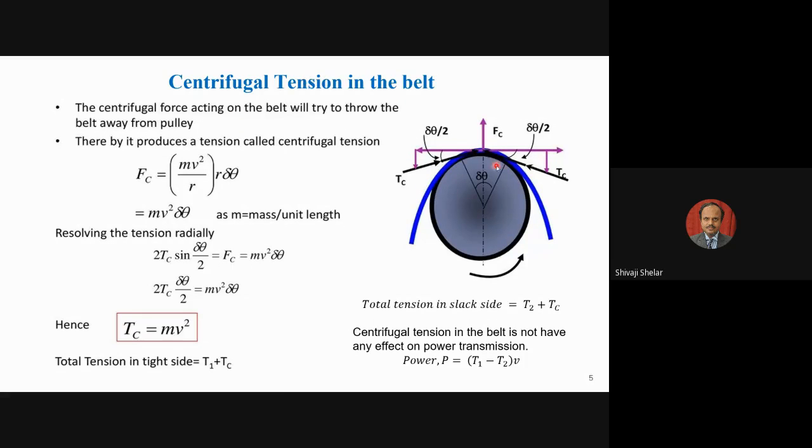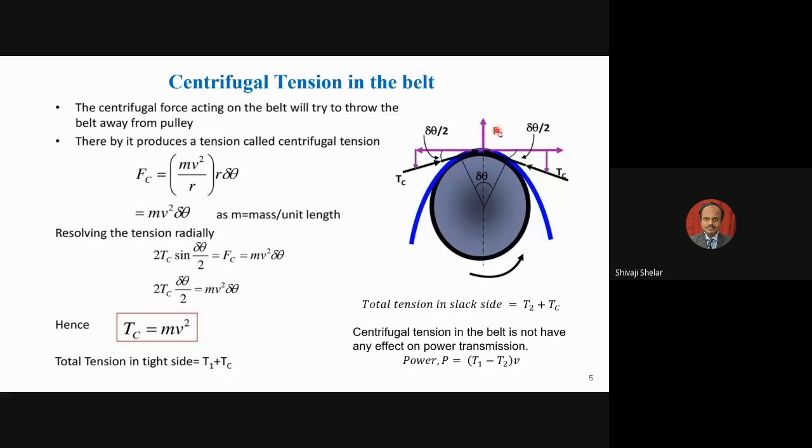Please understand here. This is a small pulley on which a belt is wrapped and which is moving. Let's consider a very small element of this belt having d theta angle here. Because this belt is moving along this circumferential path, it has a very small mass. So the centrifugal force will be 1 by 2 mv square. The centrifugal force will act radially outward. So this is the centrifugal force acting on that belt element radially outward.